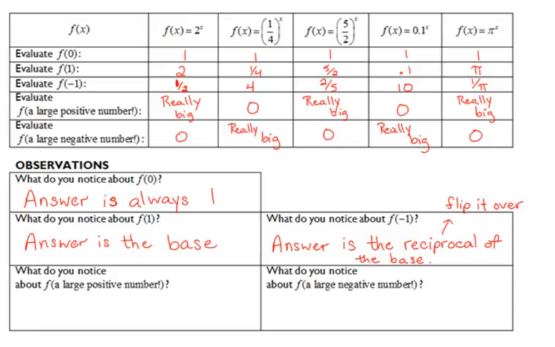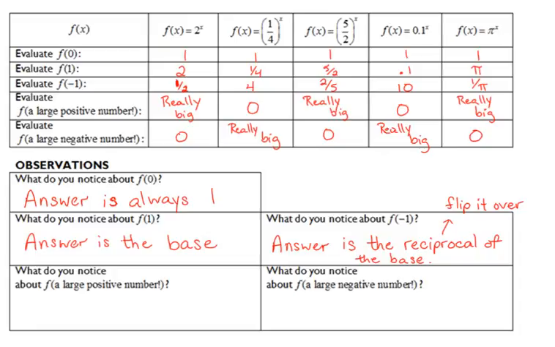So which ones behave the same way when you plug in a really big positive number? Which ones behave the same? When we plug in a really large positive number, which one of these 5 behave the same? 2 to the x, 5 over 2 to the x, and pi to the x. Okay? So those are in one group. And then we've got 1 fourth to the x and 0.1 to the x in the other group. They are 0 when we plug in a really large positive number.